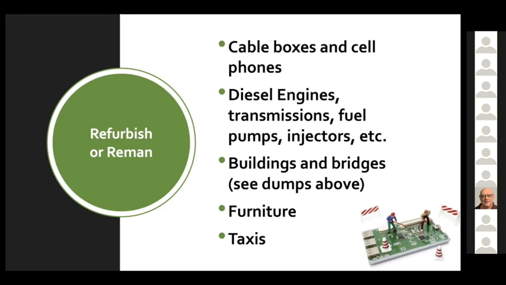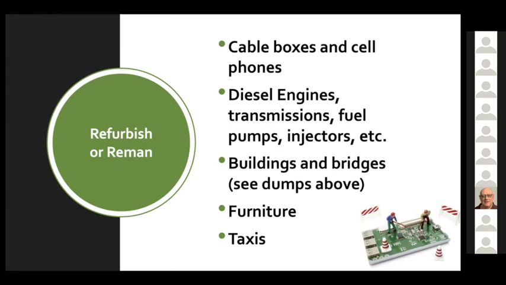Buildings and bridges are being refurbished and remanufactured. Why? Because we can't change the whole interstate highway system, but we can build it back better, not to coin a phrase. Furniture is being remanufactured now, and taxis are being remanufactured or refurbished so that they don't go away. If you ride in a taxi in New York, that taxi may have been in service for 20, 30 years.